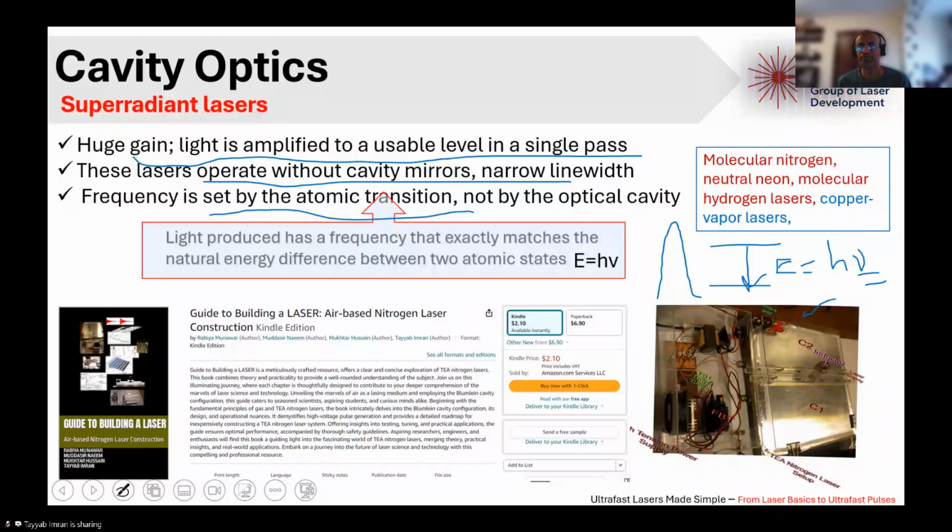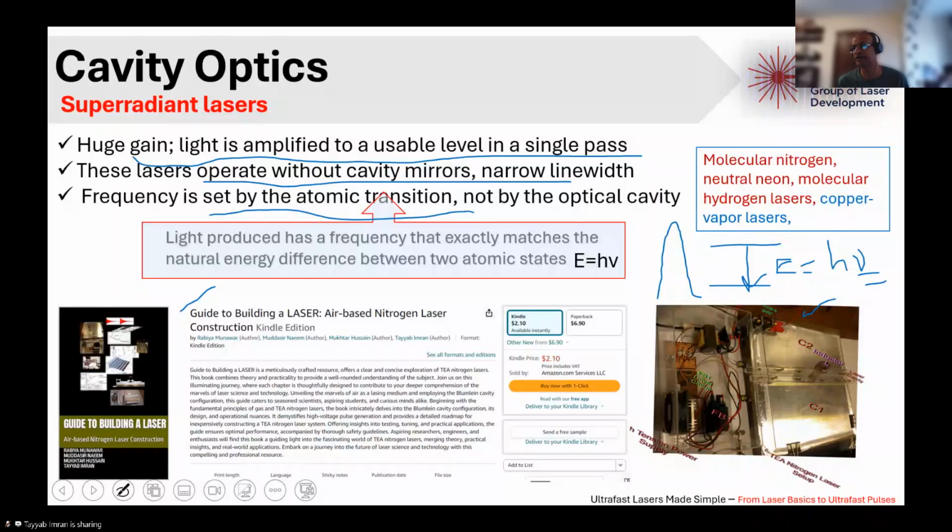What is also mentioned here is a book. I'm one of the co-authors, along with some of my other students. This book is available on Amazon. It is entirely based on the nitrogen laser: how to build the nitrogen laser. It has some theory and other material also, how it works and how it can be built.